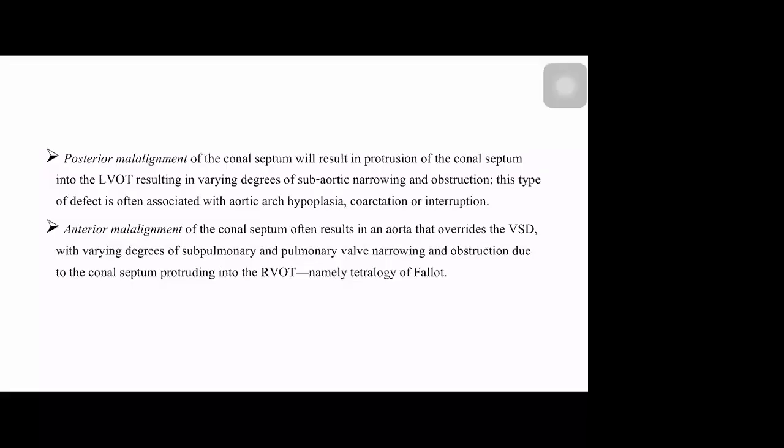Malalignment of the VSD is of two types: posterior and anterior. Posterior malalignment causes mostly the LVOT obstruction. What about the anterior malalignment? Here, it often results in overriding of the aorta, with varying degrees of subpulmonary and pulmonary valve narrowing and obstruction due to the conal septum protruding into the RVOT. Commonly, we face the anterior malalignment in case of tetralogy of Fallot.